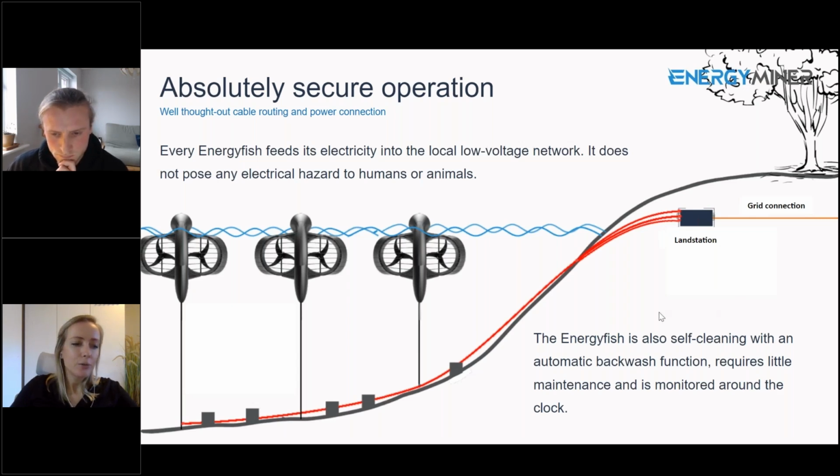Something else, just a cool part of our Energyfish, is that we have self-cleaning capabilities. We want to do as much remotely as possible using our remote monitoring IoT platform, to prevent having to go to site. So we have a lot of things that we are controlling remotely, like a backflush function, to ensure that we can minimize maintenance.